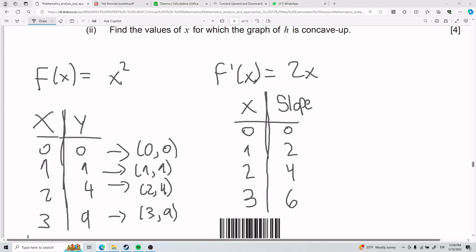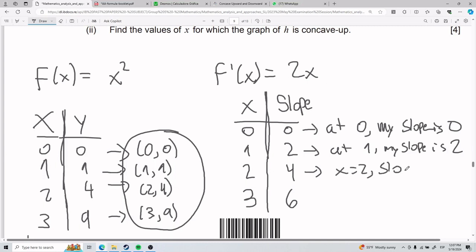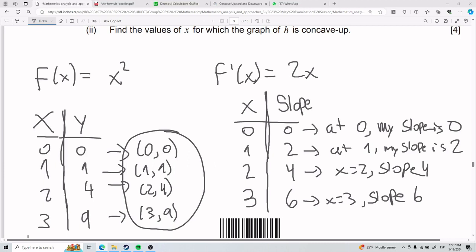What is this? Guys, whenever you do the derivative, suddenly you're not getting points, you're getting something a little bit different. So for example, here, at 0, my slope is 0. Here at x equals 1, my slope is 2. So on and so forth. So this is x equals 2, slope 4, and this one is x equals 3, slope 6. And this actually makes sense because if you go ahead and look at the graph of x squared, which I'm going to show you in just a second.